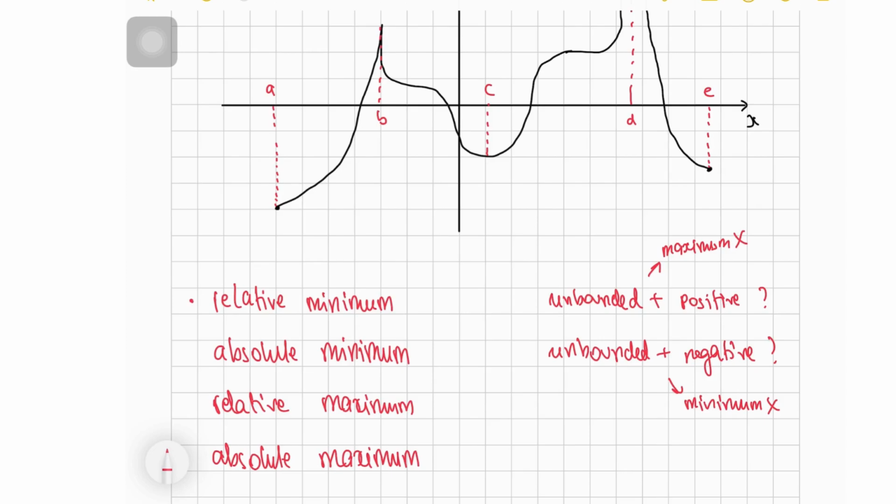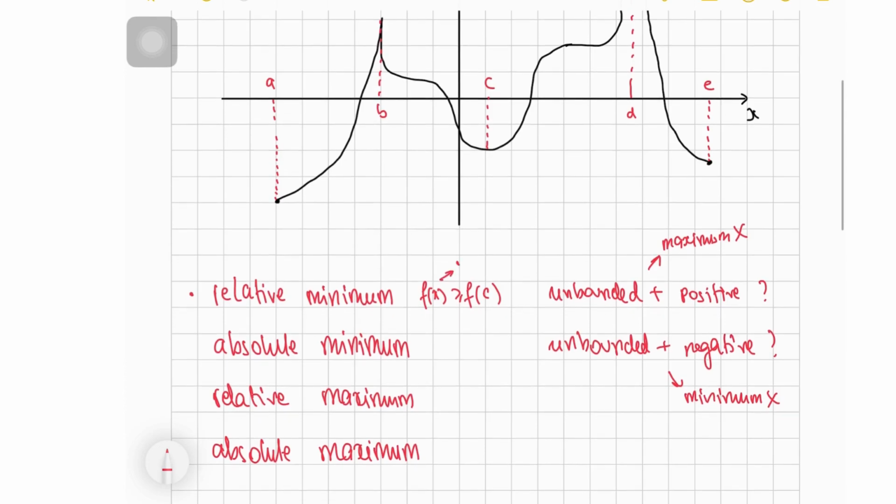We say that f of x has a relative or local minimum at x equals c if f of x is greater than f of c on some interval containing c. So this is on some interval around c.